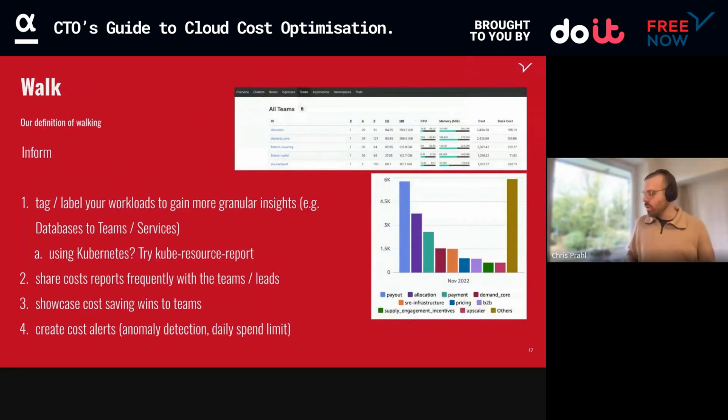So crawling, you're really just getting started. You're configuring baselines, etc. Now walking, we're getting a little more sophisticated. The first step to greater insight is tagging and labeling workloads to gain granular insights. For example, a database: what team is using that database? What service is using that database? So basically you want to come up with a tagging and labeling strategy for almost every resource that you use, and then go crazy in Terraform applying all these labels.